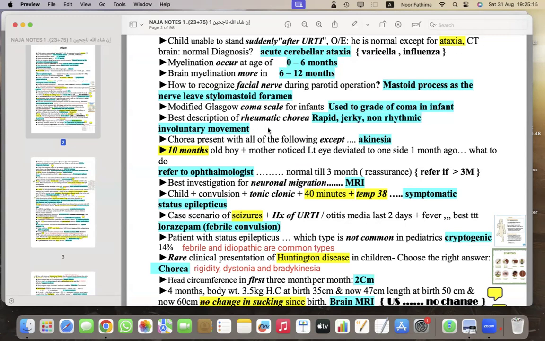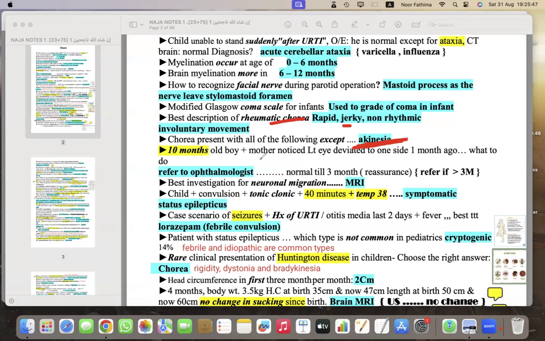Okay. Best description of rheumatic chorea. How do you describe rheumatic chorea? Rapid, jerky, non-rhythmic, involuntary movement. This is how you describe chorea. Chorea presents with all of the following except akinesia. Akinesia means no movement. Definitely chorea will have movement. It will not present with akinesia.